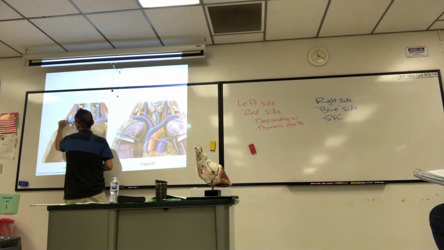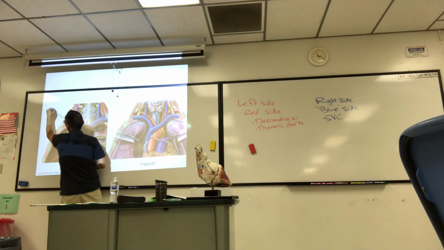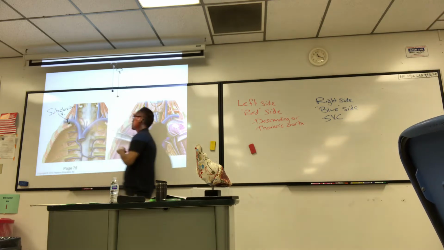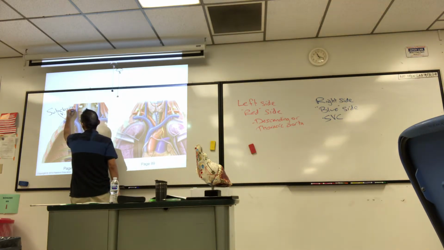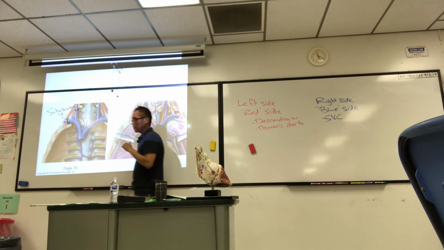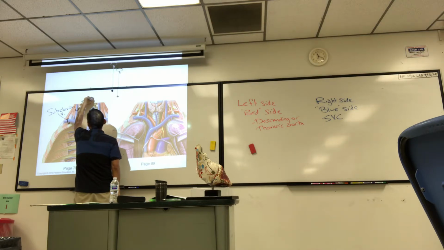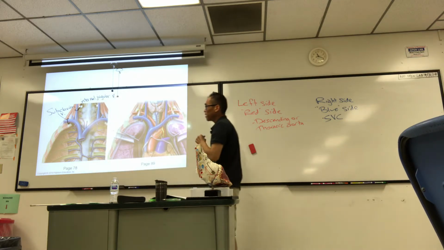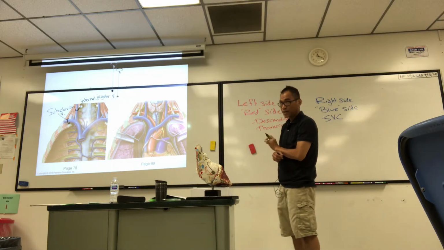This one right there, that is the subclavian vein. The one it's merging with, this one up here, that's the IJV, the internal jugular vein. It's the main vein of the neck. It runs with the carotid artery.